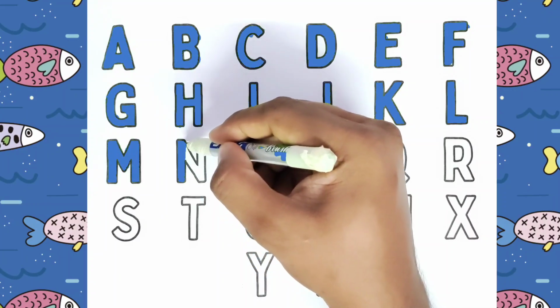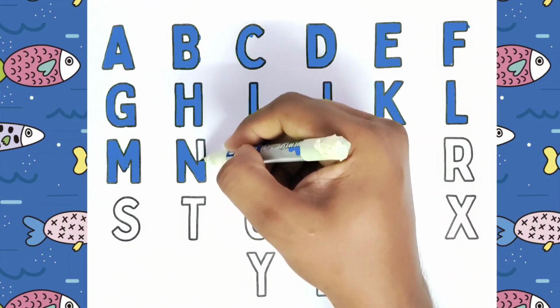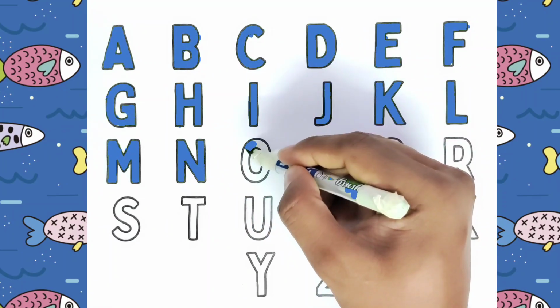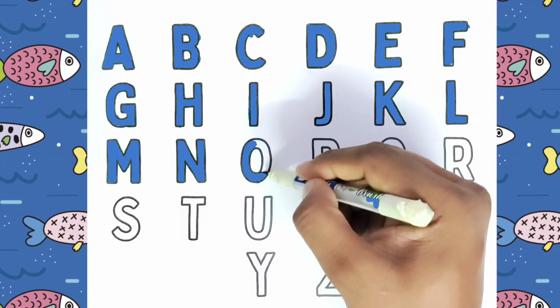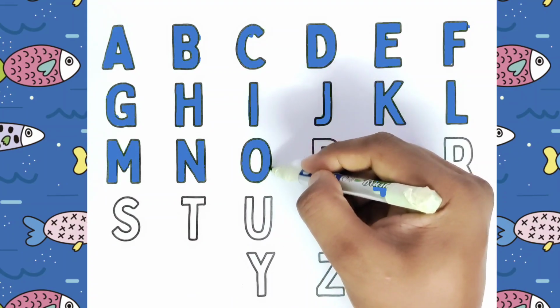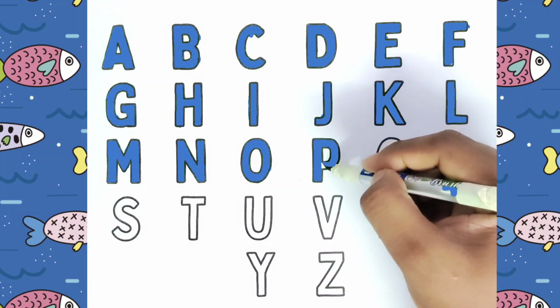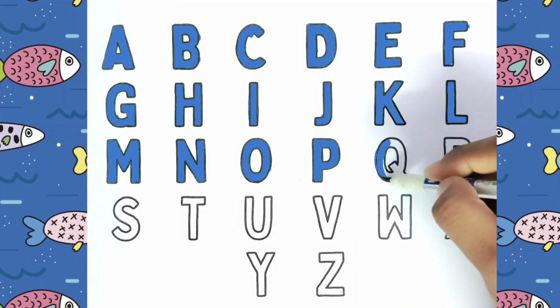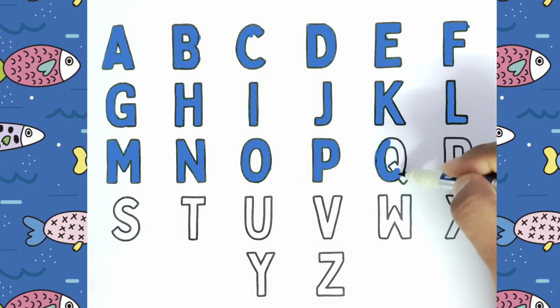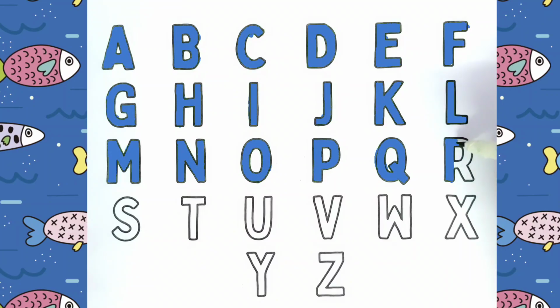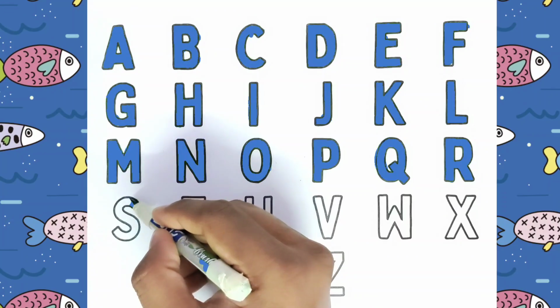N. N for nest. O. O for owl. P. P for parrot. Q. Q for queen. R. R for rose. S. S for sun.